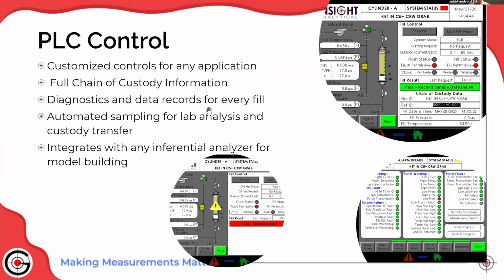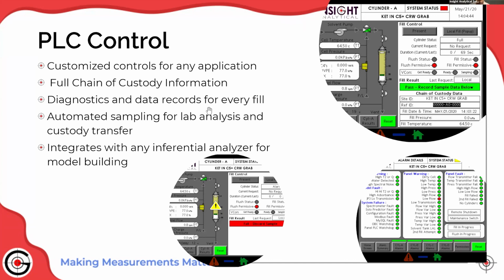We'll put them all under PLC control, which means you get lots of chain of custody information. You can see whether bottles have been filled or if you had a failed sample, error messages. We can keep track of what pressures and temperatures were in the process at the time the sample was being taken. We get accurate date and time stamps.